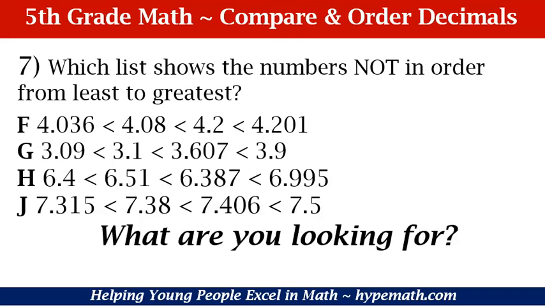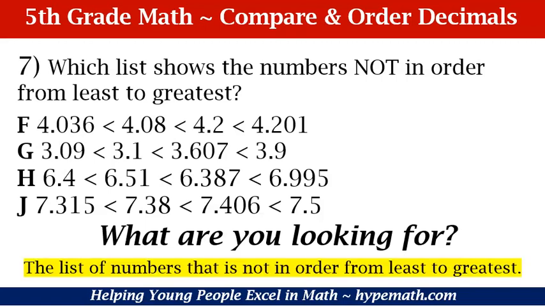All right, the most important question we need to ask is, what are we looking for? Remember, whenever you are taking any type of test or you have a problem, it's very important that you know what you're looking for, because if you don't, you can choose the wrong answer. So make sure you determine what you are looking for. In this problem, we are looking for the list of numbers that is not in order from least to greatest. Not in order from least to greatest. Okay? The not is important.